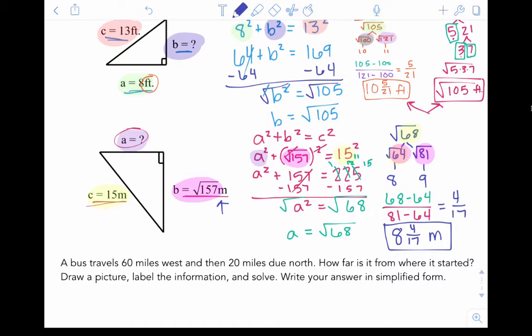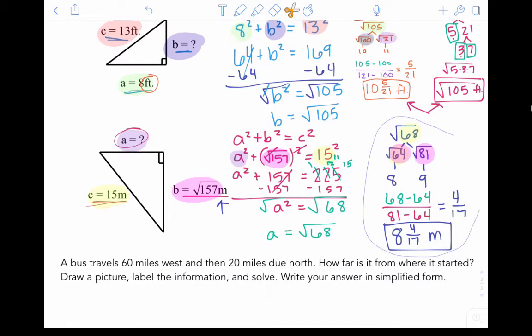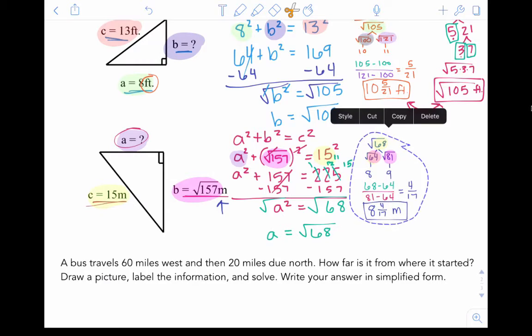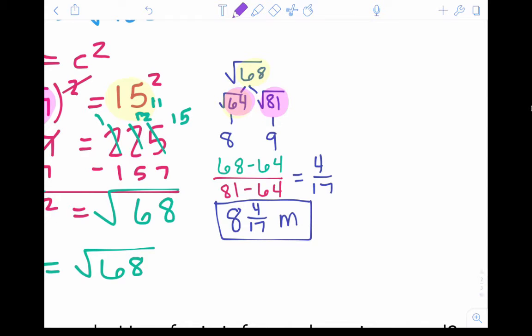Next, I need to simplify this, so I need to do my factor tree. Let me give myself a little bit of space. So the first thing I need to think to myself is, what two numbers multiply into square root of 68? Well, I see that that's an even number, so I know that 2 is going to be one of them. 2 goes into 6 3 times, and 2 goes into 8 4 times. 2's done. 34, once again, is an even number. So I have 2 and 17, and those are both done.